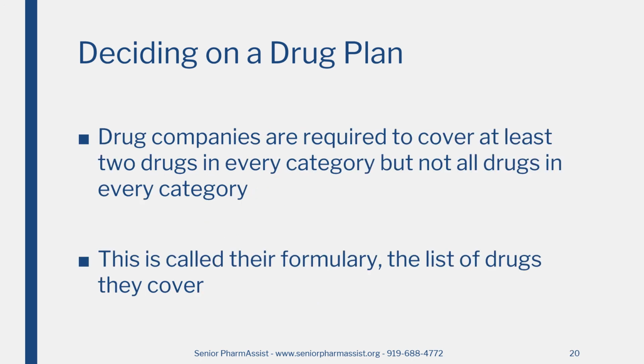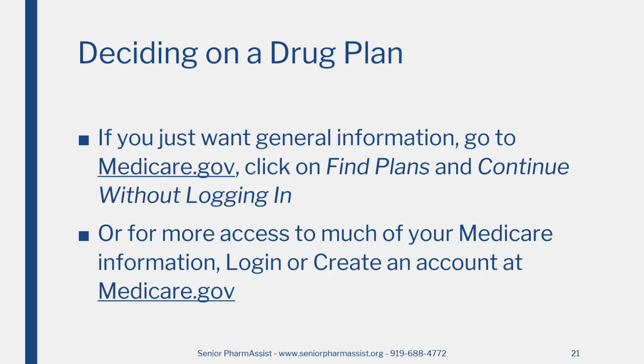Drug companies are required to cover at least 2 drugs in every category, but not all drugs in every category. This is called their formulary, the list of drugs they cover. If you want general information, go to Medicare.gov, click on Find Plans, and continue without logging in. Or, for more access to much of your Medicare information, log in or create an account at Medicare.gov.